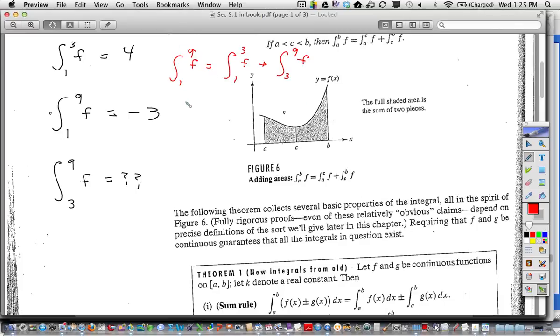What's the area from 1 to 9? -3. What's the area from 1 to 3? 4. What's the area from 3 to 9? Yeah, we don't know. X. So what's the answer? -7. So that's how you would answer a question like that, by knowing this rule, this sum rule, where you can add up pieces of area to get whole area. Okay? So that's something that may show up in the formula. That's a rule we can use with integrals.